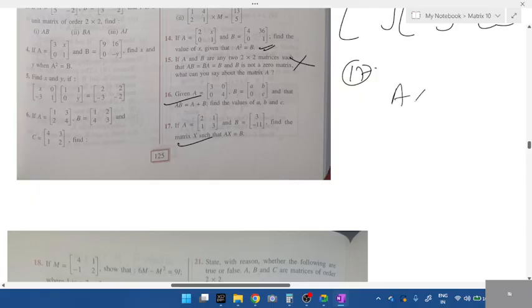What is the equation given? AX is equal to what? B. Let me write the A value, students. What is A given? 2, 1, 1 and 3. X is equal to what is B?